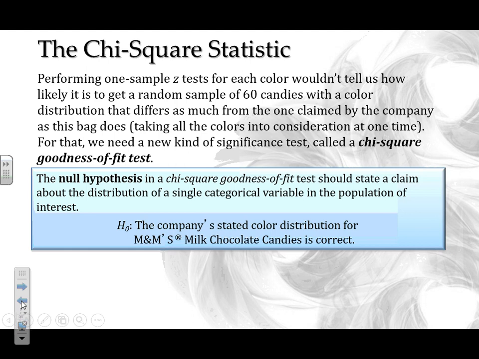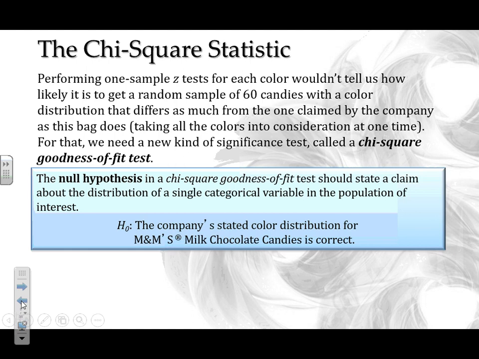So in our example here, our null hypothesis would be that the company's stated color distribution, those percentages they reported to us, are correct. The null is always that the original is correct. Okay?